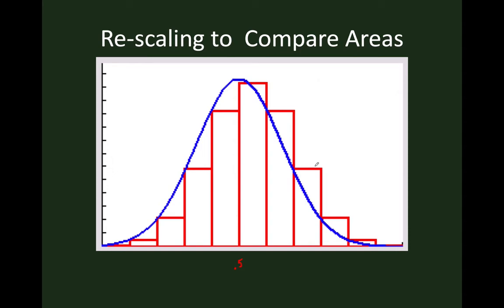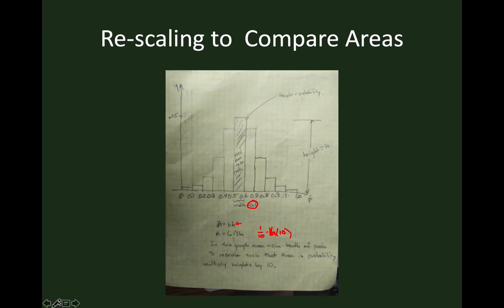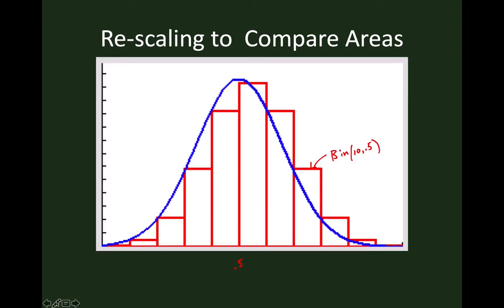So the histogram is representing the binomial, which we notate as BIN for binomial, and then the sample size and the probability of success, which in this case is 0.5. And the normal distribution, which is this blue curve. I'll get fancy here and switch my pen color over to blue.